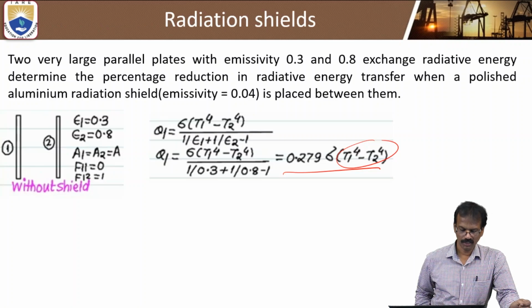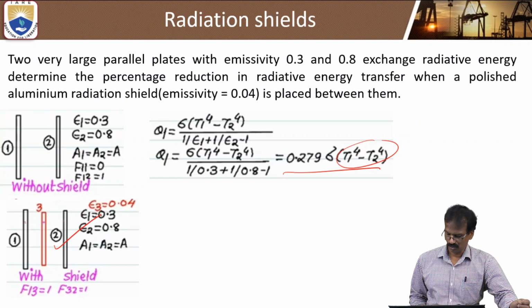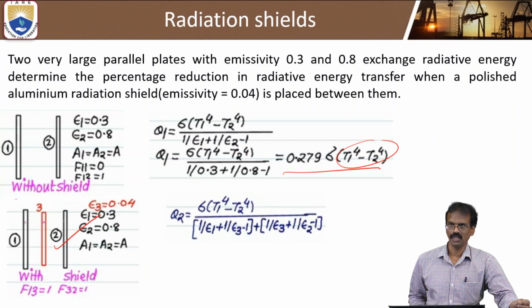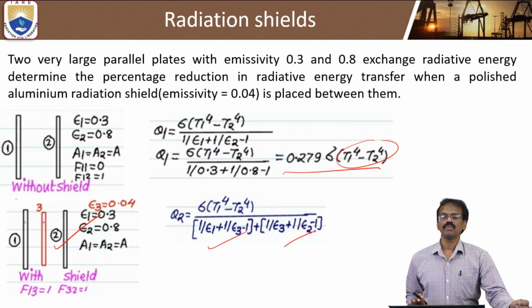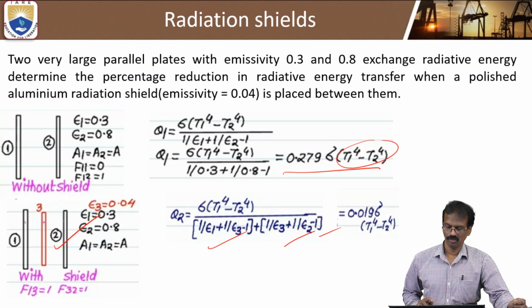Now by placing the shield, with shield. So this is the condition with shield. Then the formula will be like this: sigma into T1 to the power of 4 minus T2 to the power of 4, initial temperature minus final temperature, by resistances: 1 by epsilon 1 plus 1 by epsilon 3 minus 1, plus 1 by epsilon 3 plus 1 by epsilon 2 minus 1. You know the epsilon values, epsilon 1, 2, 3. If you substitute the values, you will get this one.